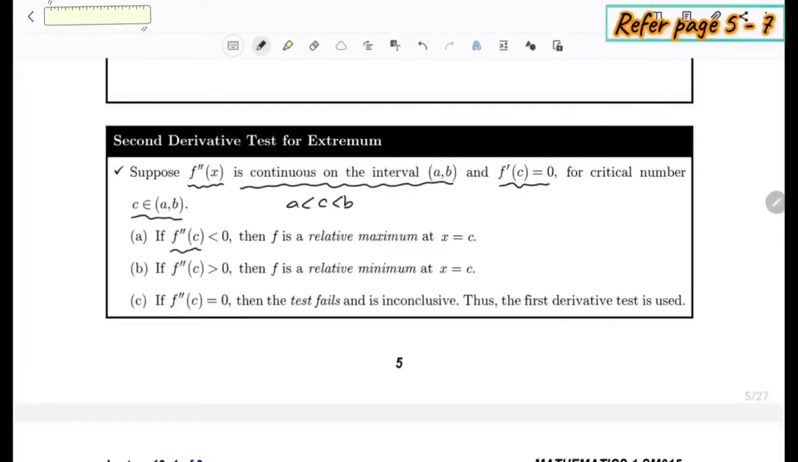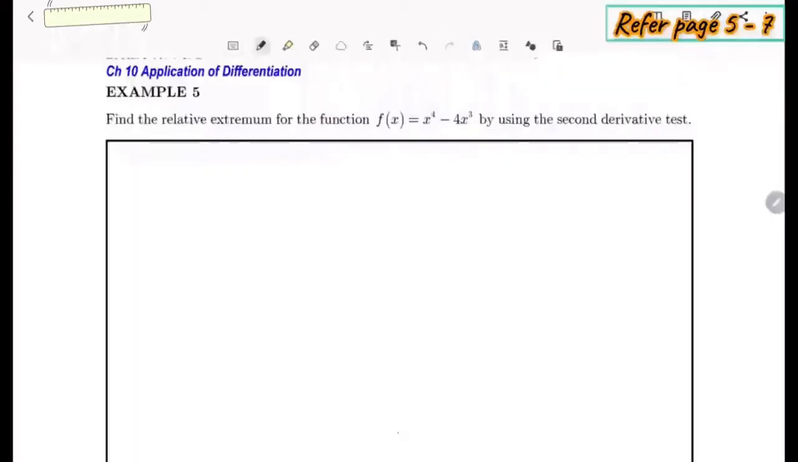If f double prime c is less than 0, then f has a relative maximum at x equal to c. If f double prime c is greater than 0, then f has a relative minimum at x equal to c. If f double prime c equals 0, then the test fails. It is inconclusive, so you have to use the first derivative test again. Let's look at the first example for the second derivative test.